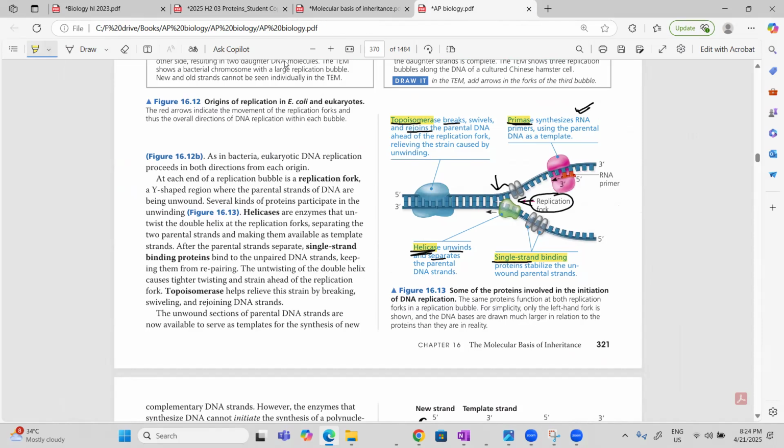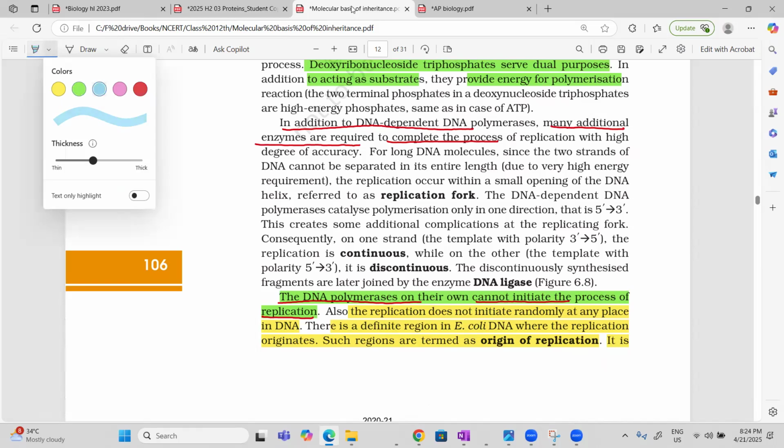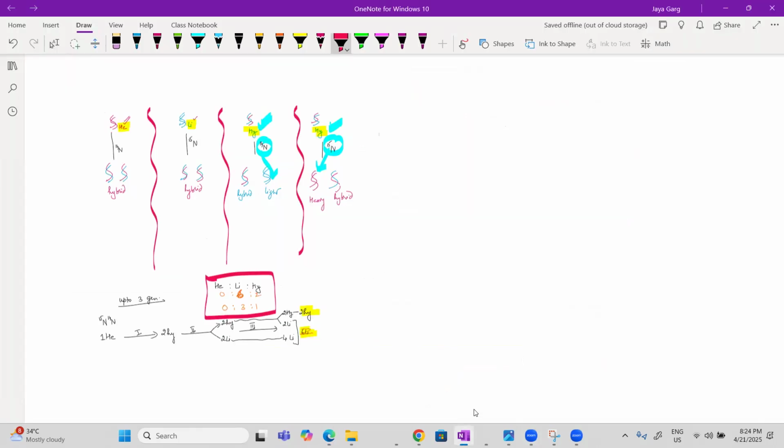Now, when they are opening the DNA, the main thing is the two strands, because they are anti-parallel and DNA polymerase can do polymerization only from 5' to 3'. Again, complexity comes. Let me show you the line. See this line carefully. DNA dependent DNA polymerase can do polymerization only in one direction, that is 5' to 3' only. It means again some problem came. So now let me explain you on this board.